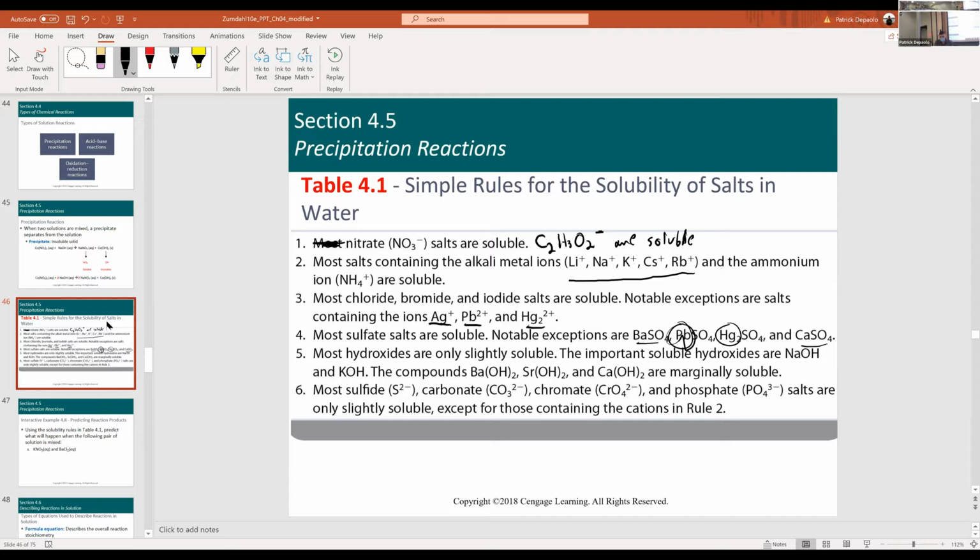So hydroxides are only slightly soluble. So most of them aren't. But important soluble ones are the ones that conflict with the first rule, right? Second rule: if you have a hydroxide that has group 1A, meaning the alkali metals, sodium, potassium, and even some of the 2A, such as barium, strontium, and calcium, that makes their solubility a bit better. And also, that's a weird rule.